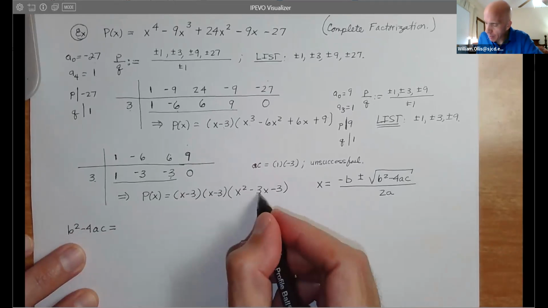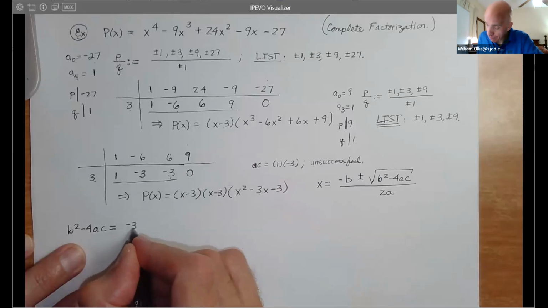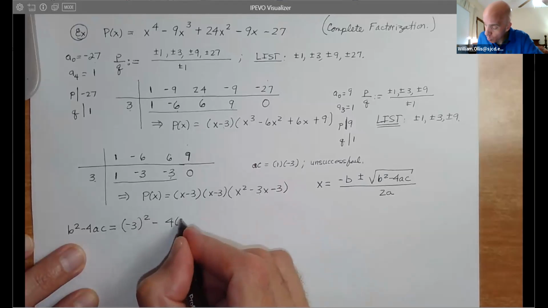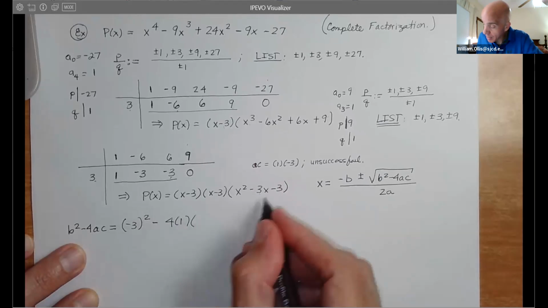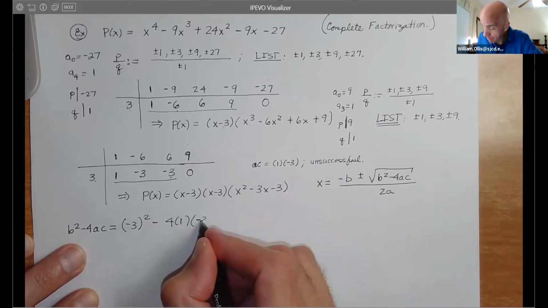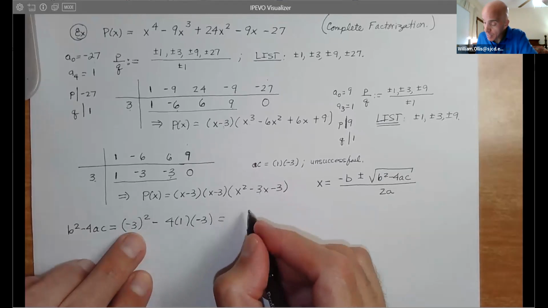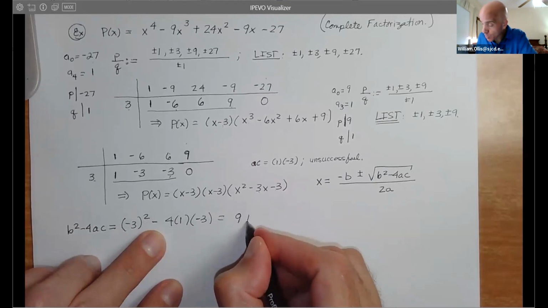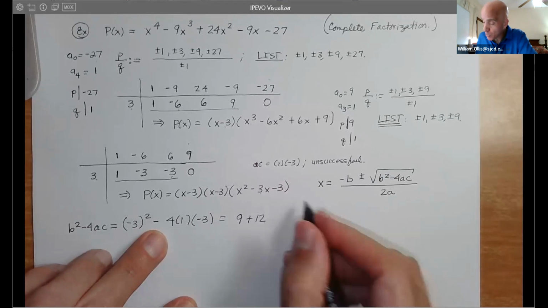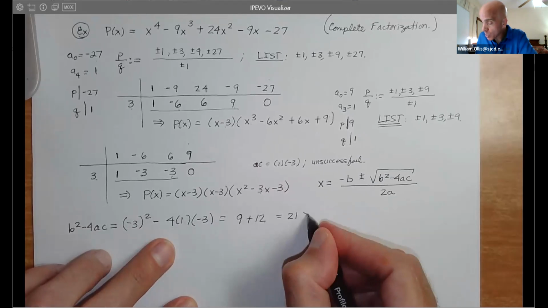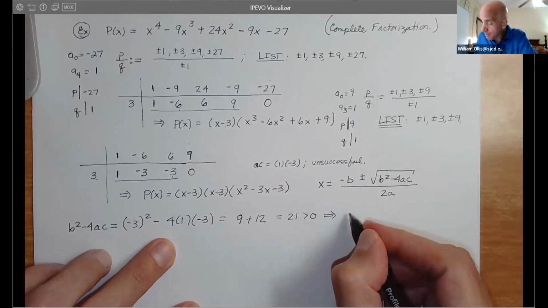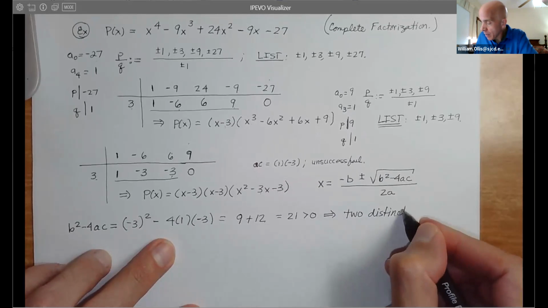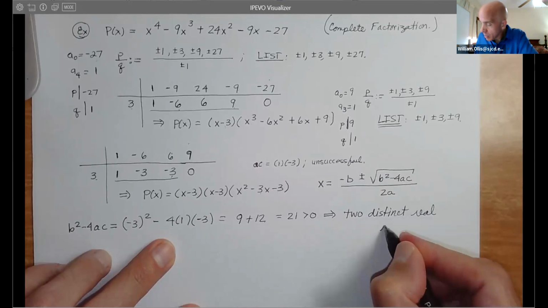Okay, so we've got a b, which is a negative 3, squared, minus 4. We have an a, which is 1, and we have a c, which is, in this case, a negative 3. So this gives us, in this particular case, we get a 9 minus minus plus a 12. So we get irrational, but they're not imaginary. So this gives us 21, which is positive. So this implies 2 distinct real zeros.